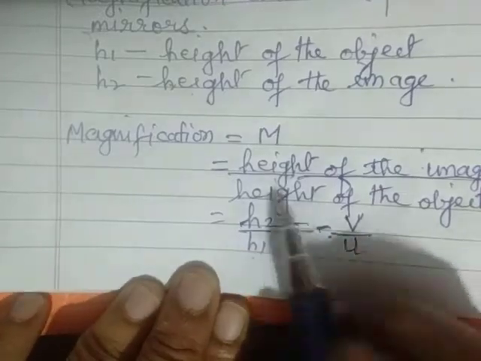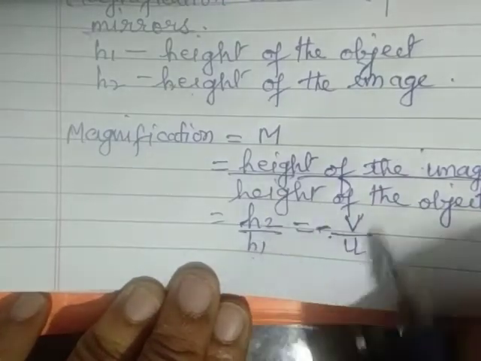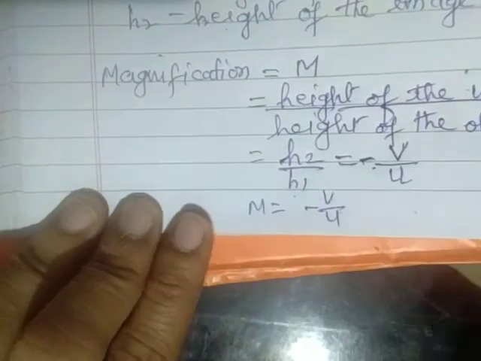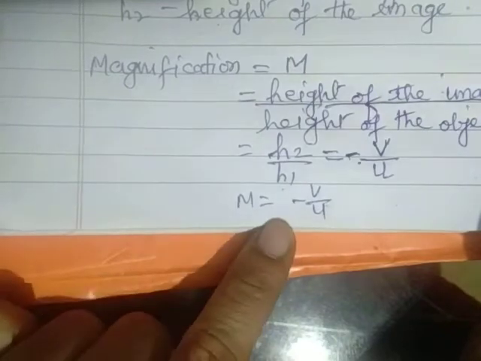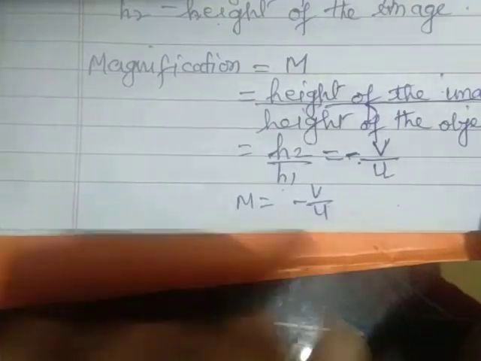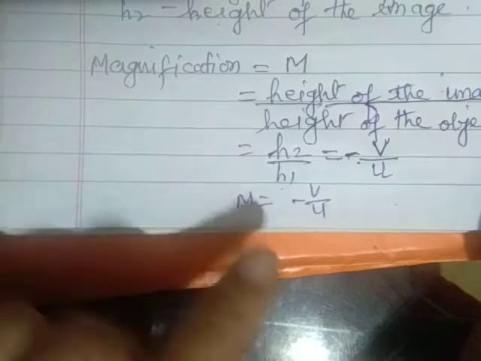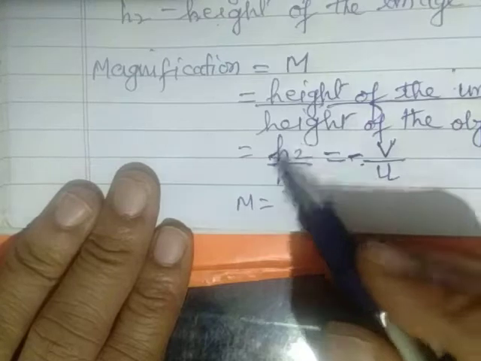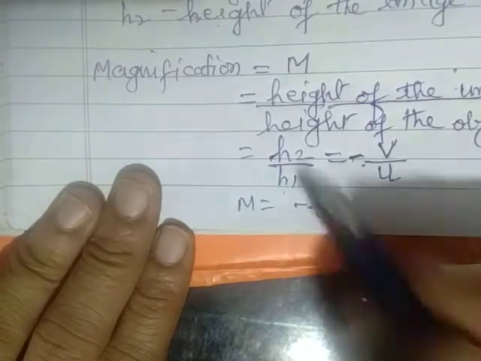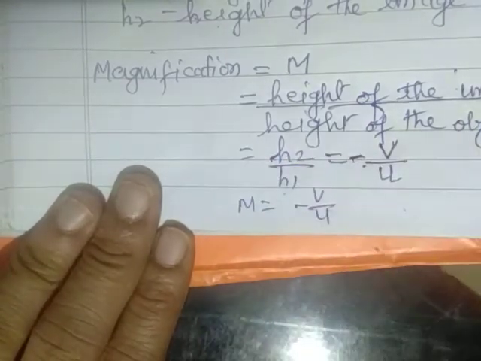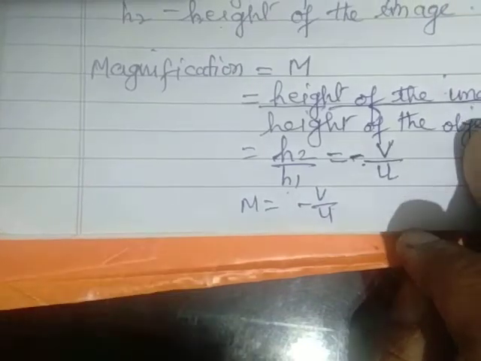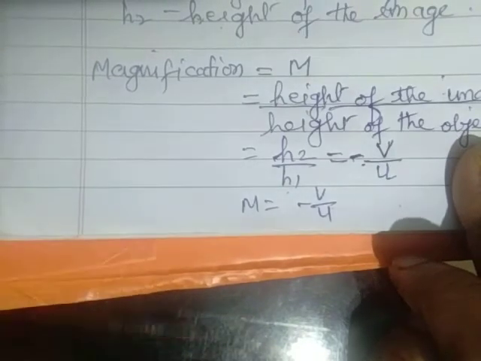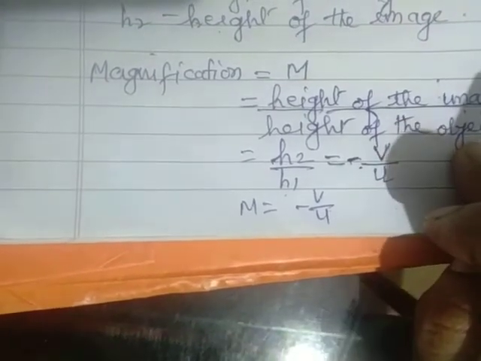So magnification is also equal to minus v by u. We can easily find out by using this formula, either h2 upon h1 or minus v by u. Sometimes three of them will be given and one will not be given. From this formula we can find out the fourth one. So this is about the magnification of spherical mirrors. Now I'll repeat whatever I have told you.